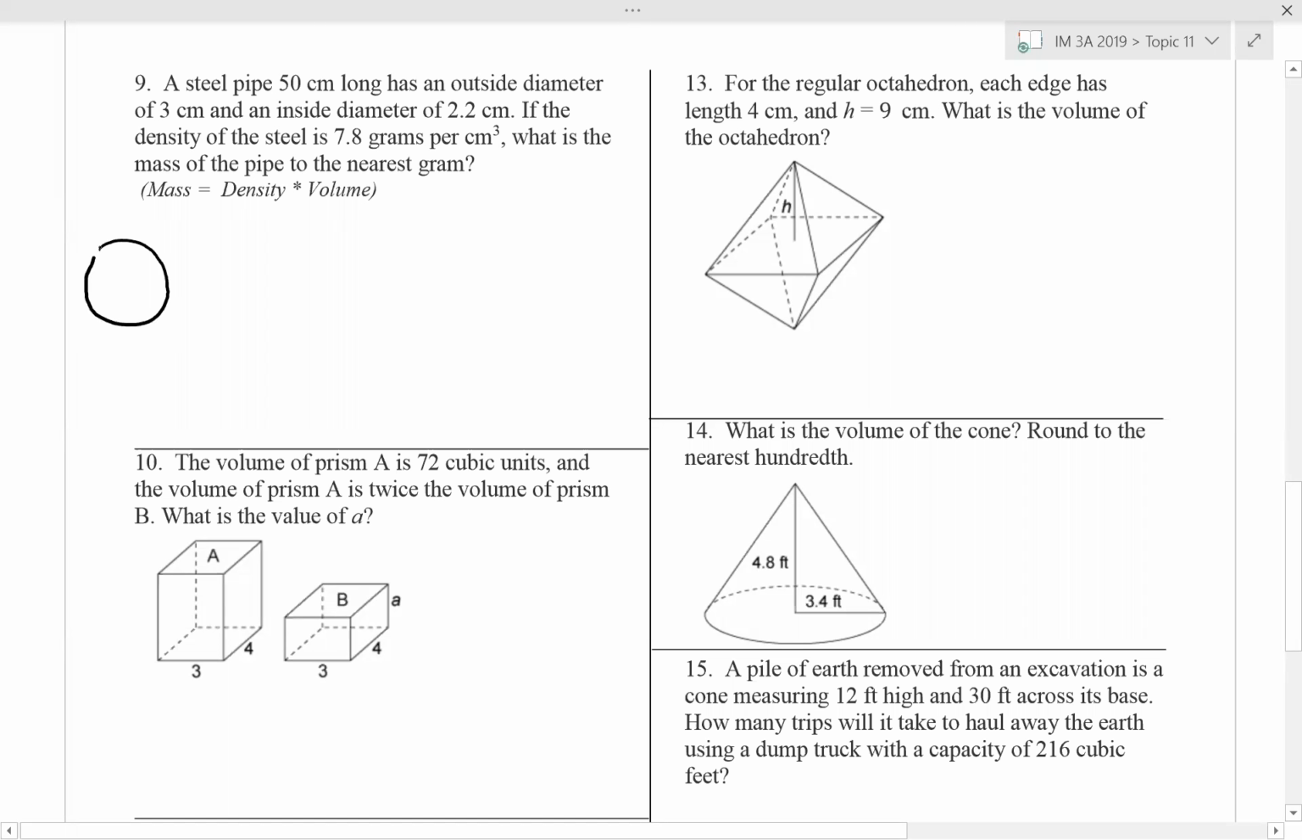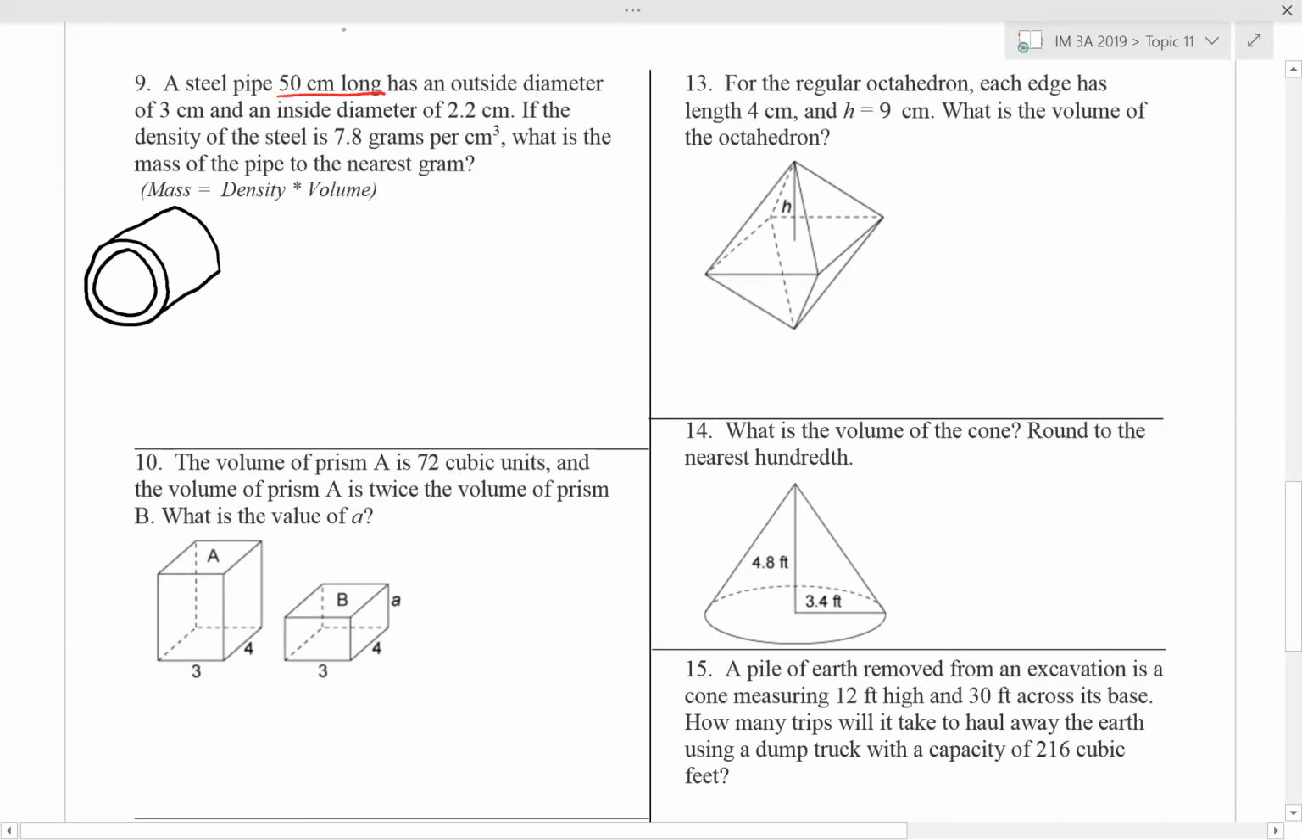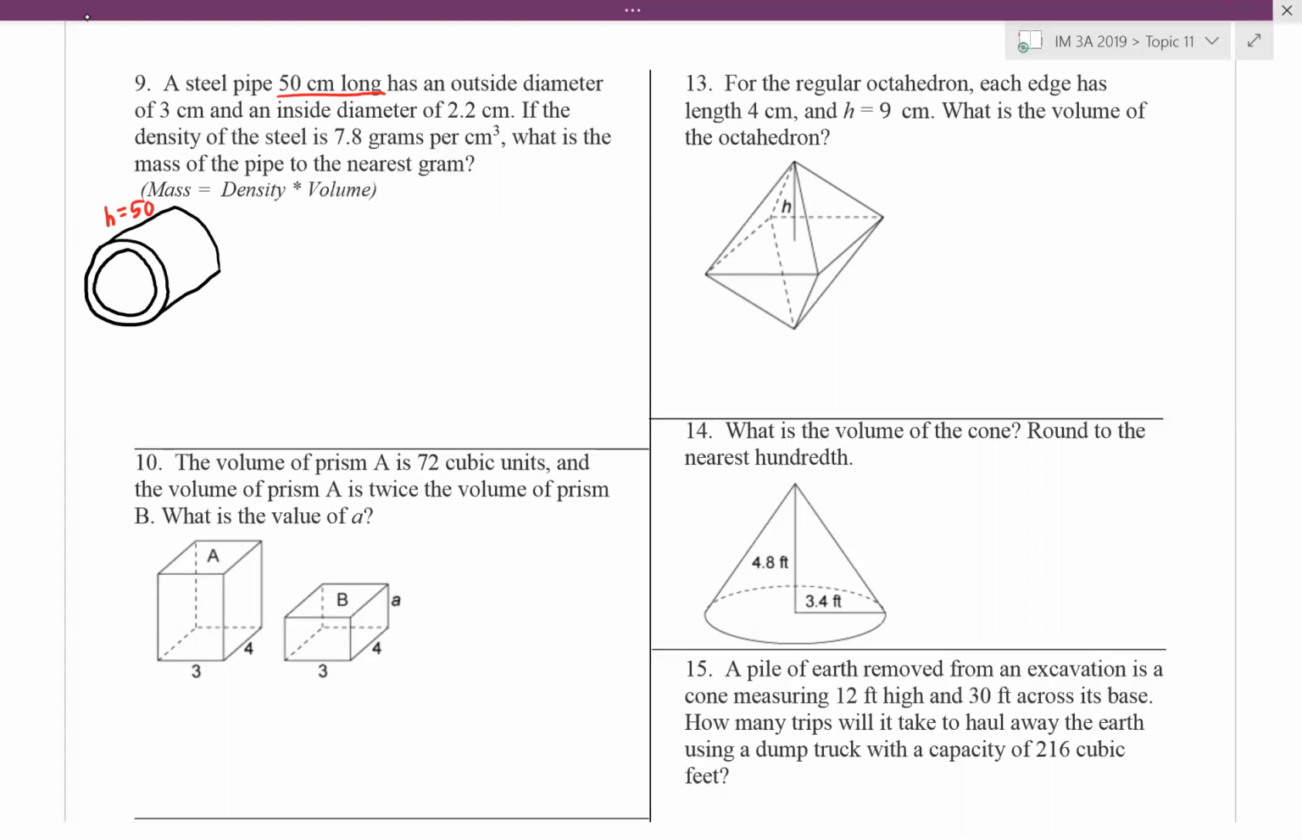So if I have a pipe, that's something that I can think of as a cylinder. Okay, so I've got a cylinder. It's essentially a hollowed out cylinder. That's why they're giving me two different measurements. So the 50 centimeters long is actually the height of the cylinder. Even though it's horizontal, that's the length of the curved part.